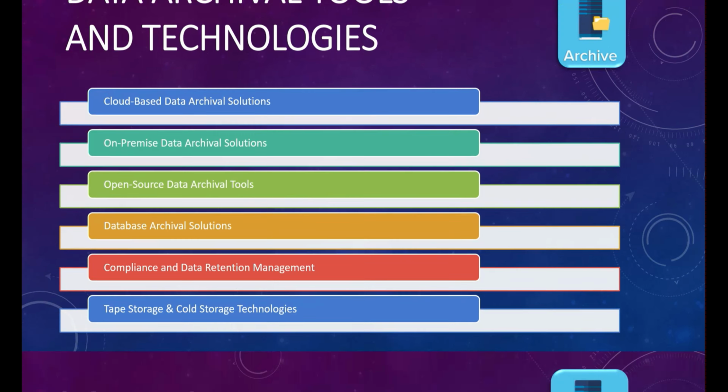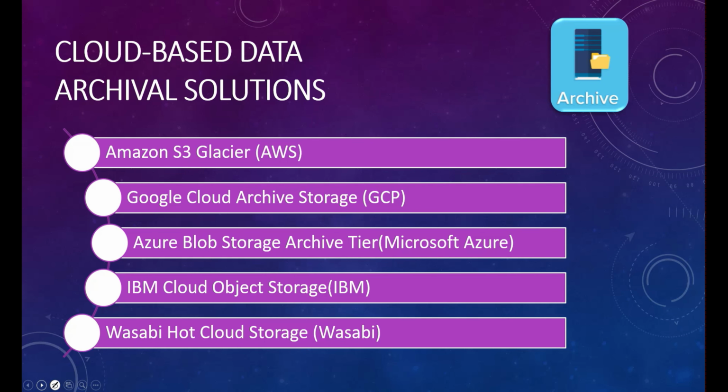Let's jump in and start with cloud-based data archival solutions. These solutions leverage cloud infrastructure. Basically, it might be AWS, Microsoft Azure, Google, IBM, etc. These are the market leading cloud vendors, and they provide cloud infrastructure for scalable and cost-effective data storage. It might be Amazon S3, Google Cloud Archive Storage, or Azure Blob.